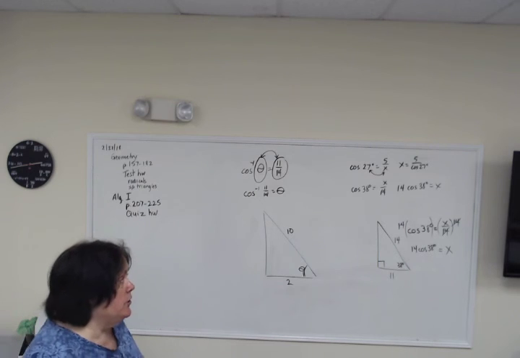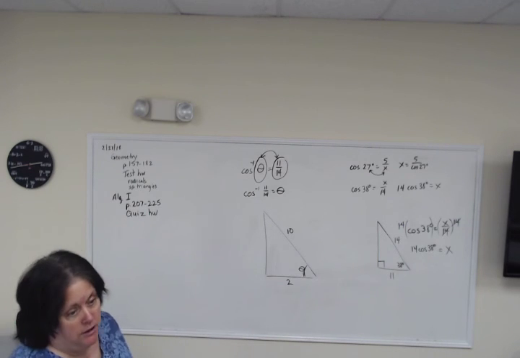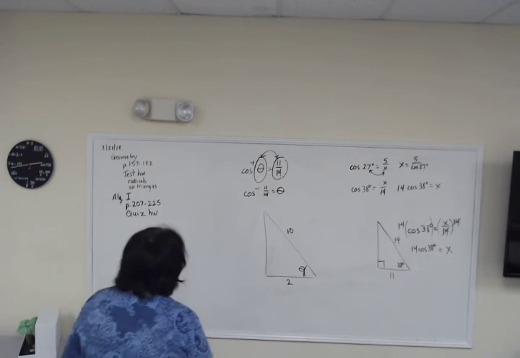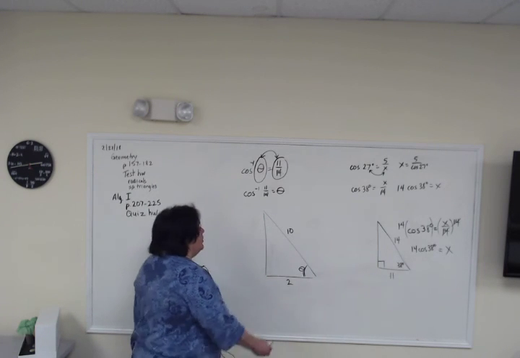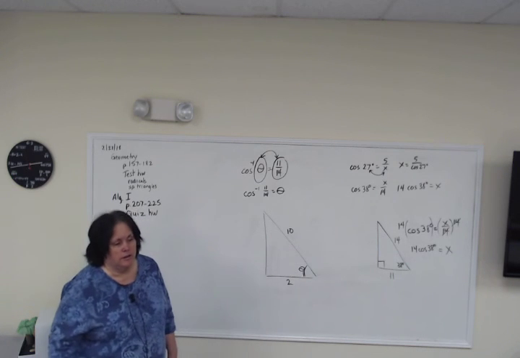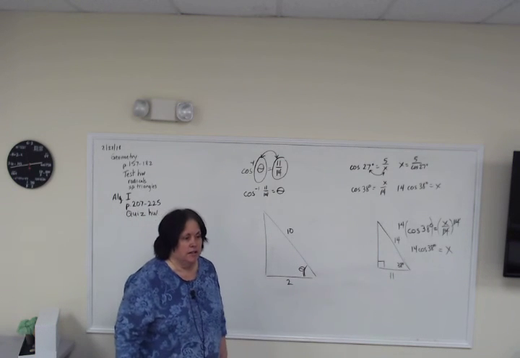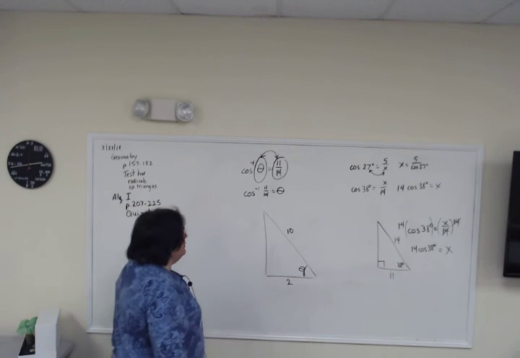You have to know sine, cosine, tangent: opposite over adjacent, opposite over hypotenuse, adjacent over hypotenuse. Okay, so what's the measure of this angle, Matthew? 78. Very good.